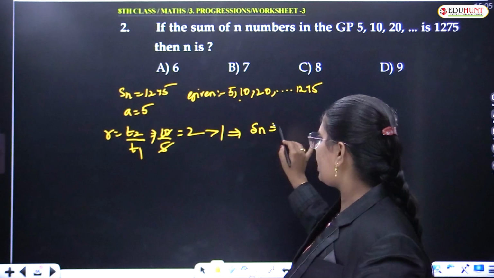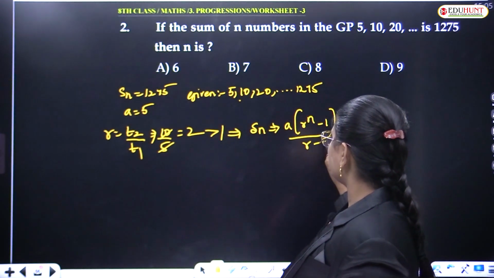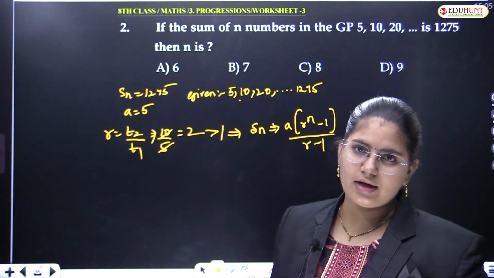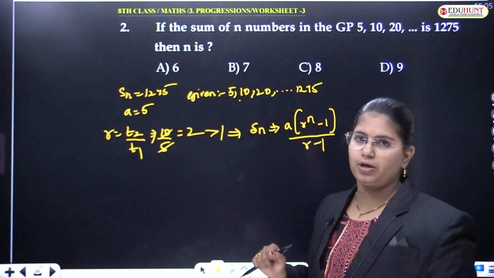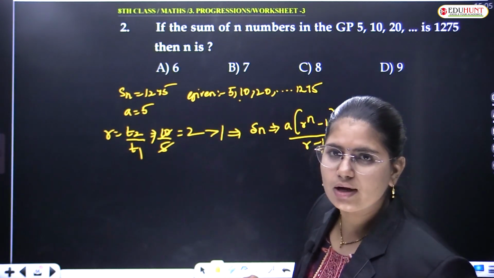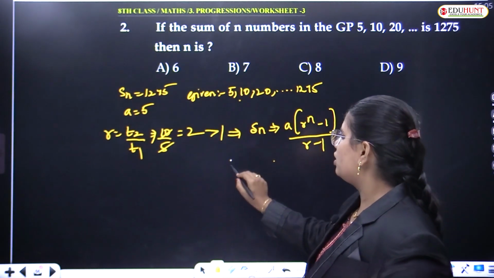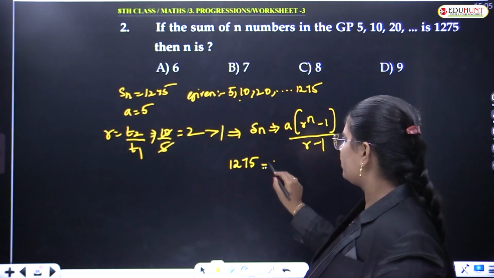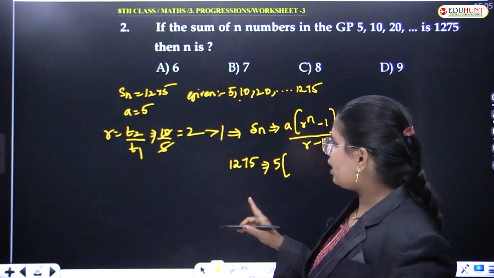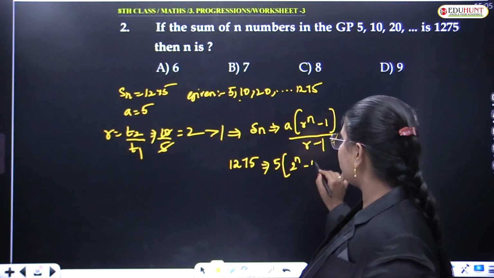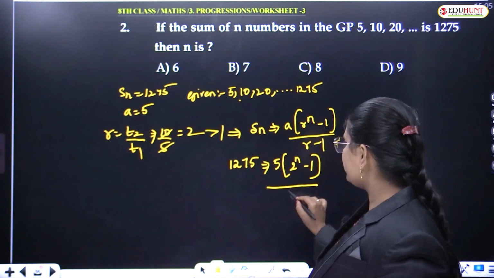Sum of n terms in a GP is A into R power n minus 1 by R minus 1. So whenever R is greater than 1, I have to consider this formula for the sum of n terms in a GP. Am I clear with this? Yes? Chalo. So Sn is given as 1275, which is equal to A, which is nothing but 5, and R is nothing but 2. 2 power n, n I don't know, and I have to find it out here, 2 power n minus 1 by 2 minus 1.